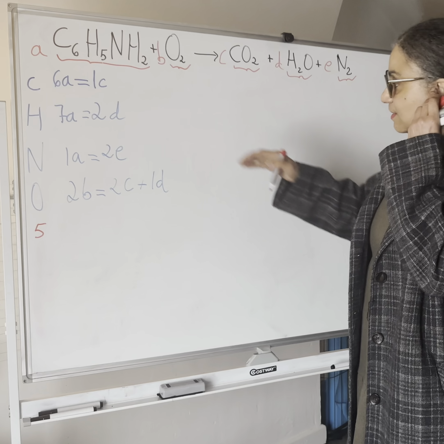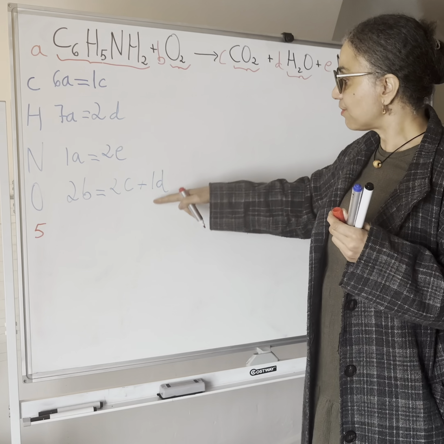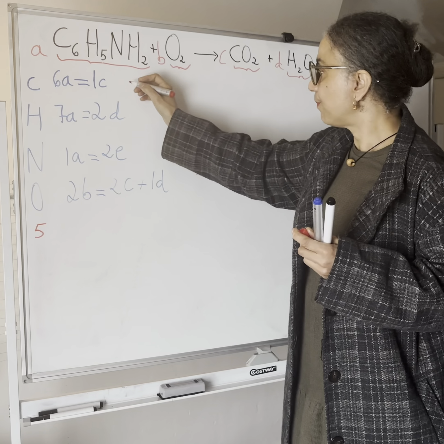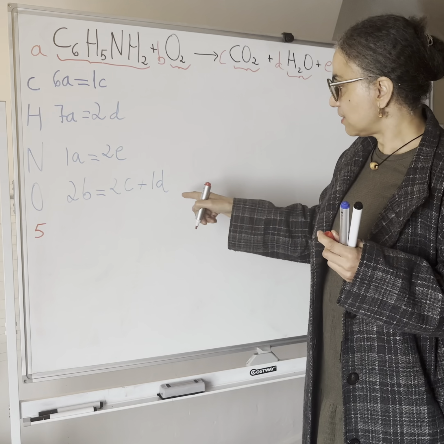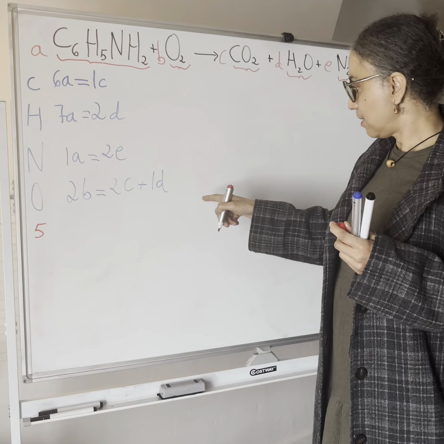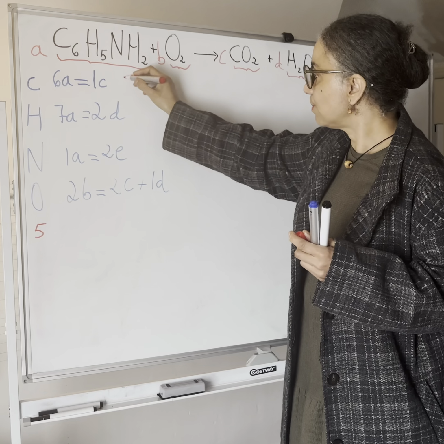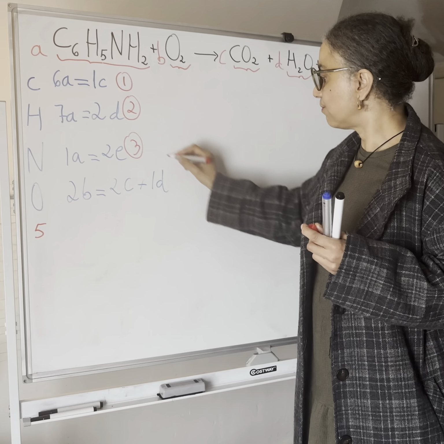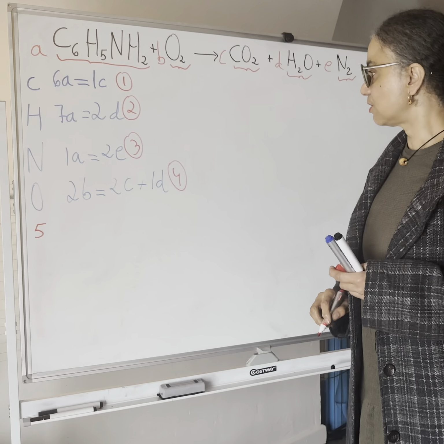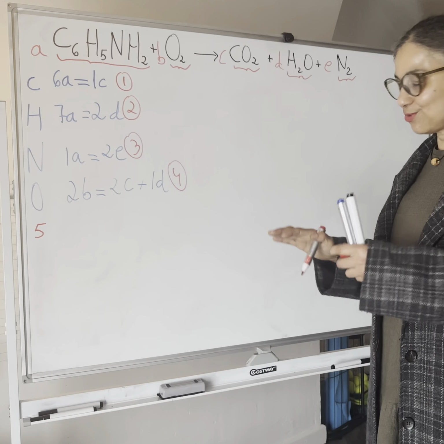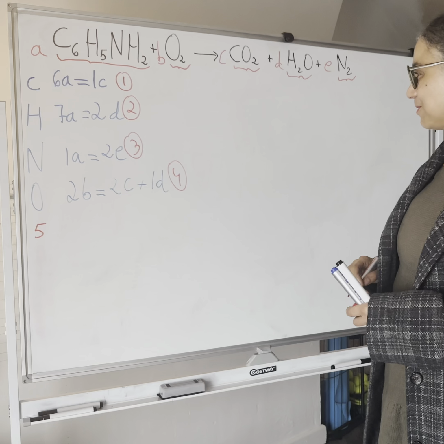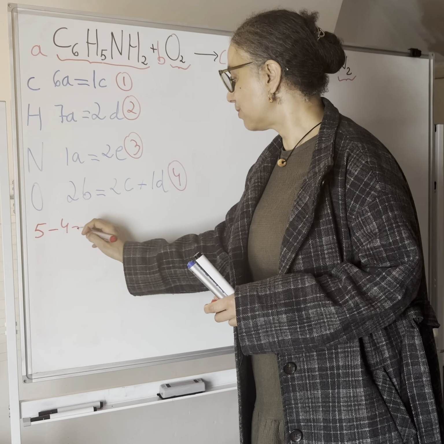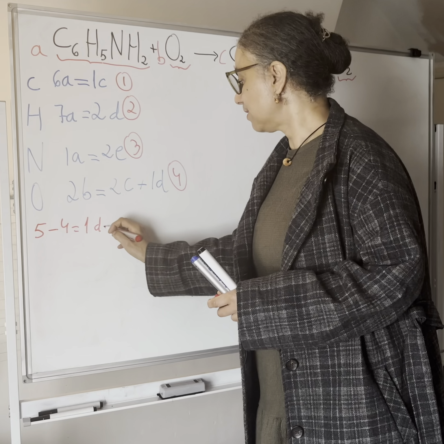In this case we just have 1, 2, 3, 4. There is no redundancy here, nothing we can simplify. So I just want to number the equations 1, 2, 3, 4. It is better to number the equations, because then you know what you are doing and where you are, so it makes things easier. Okay, so let's get the degrees of freedom. 5 minus 4 equals 1 degree of freedom.